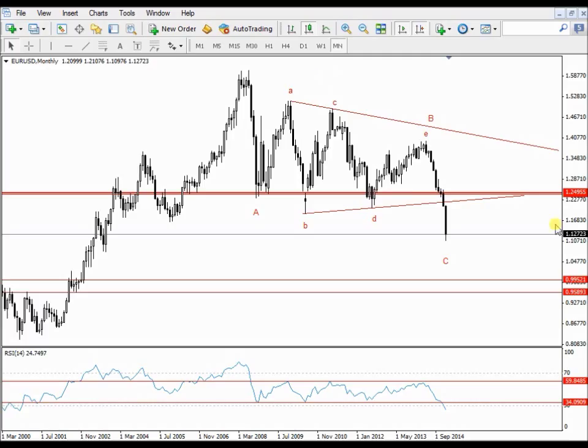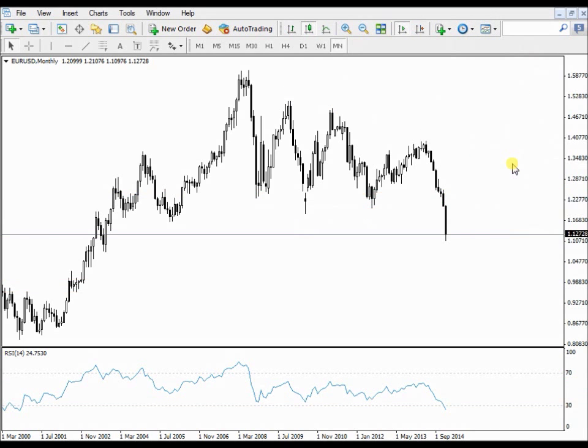it will only go to the 38.2%. So let's take this for an example. Let's take this out.